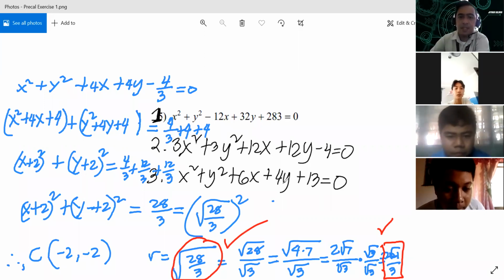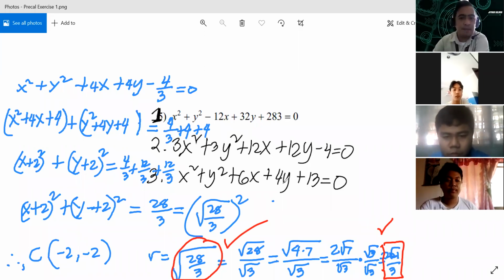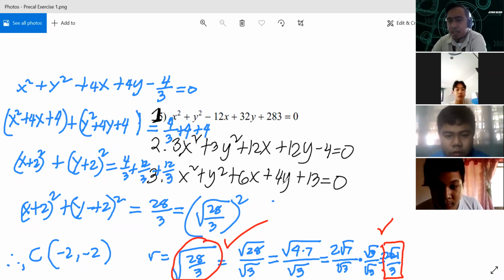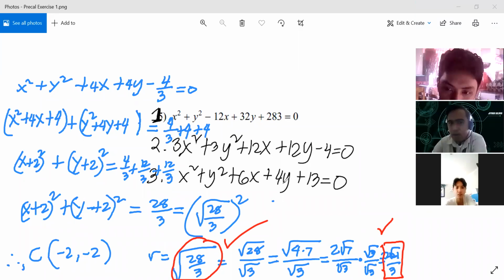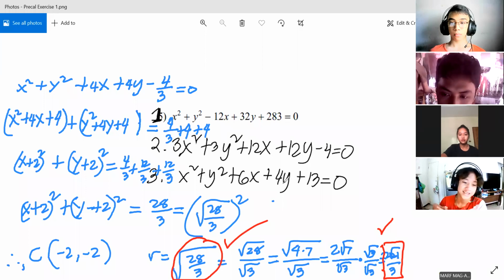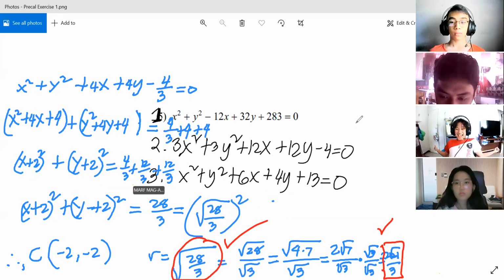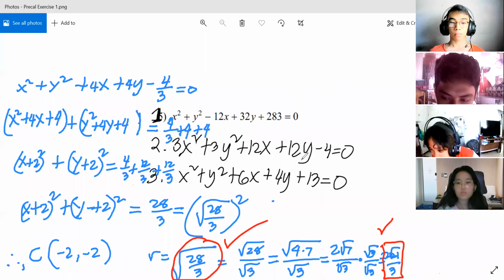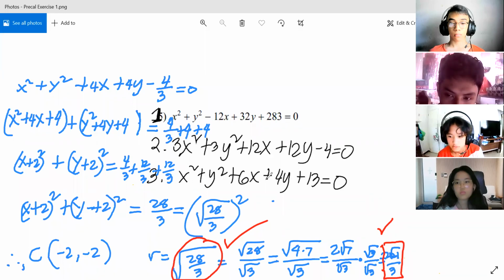So who got the second problem correctly? Can you raise your hand? Can you use the raise hand feature? I want to check who among you. 2, 3, 4, 5. Only 5 of you got it correctly. Maybe some are still unsure how to raise hand. Press the reaction, then raise hand. Okay, very good.